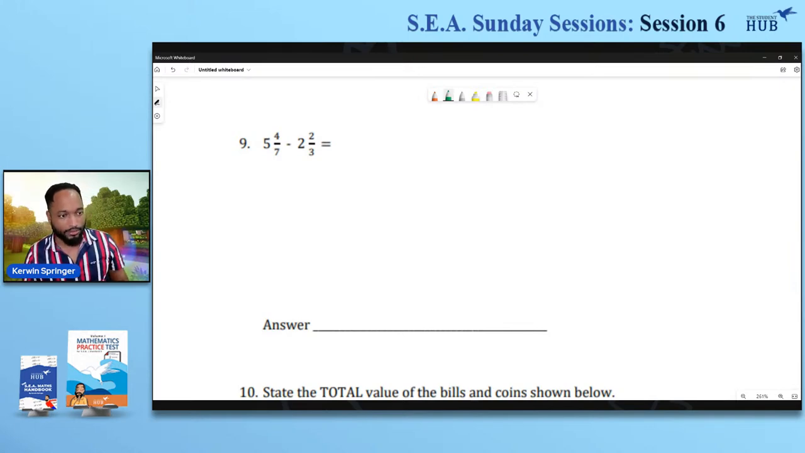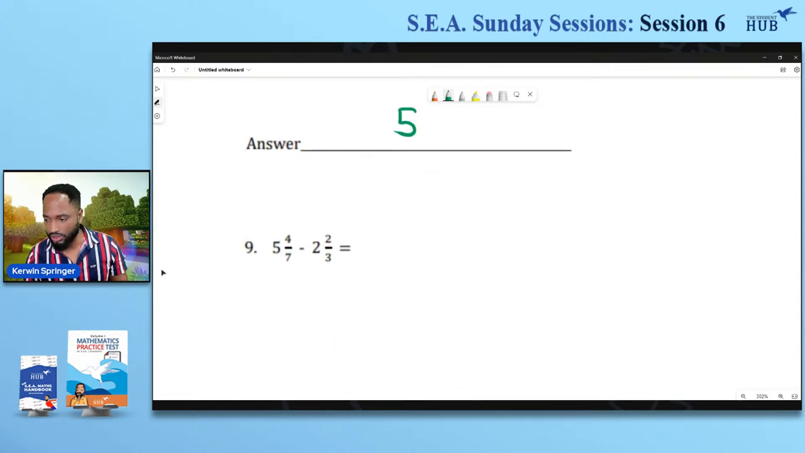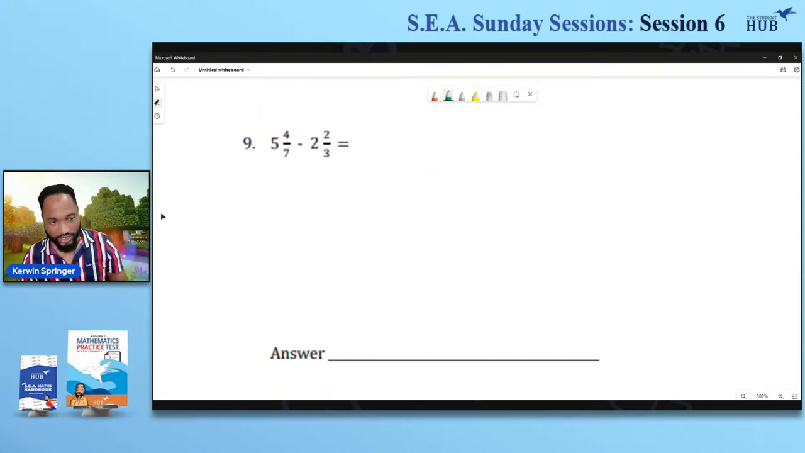All right, I'm back. Was the answer 5? Why am I seeing 2 different answers? What's the answer for this one? Oh no, that's the answer from before. What's the answer for this one?